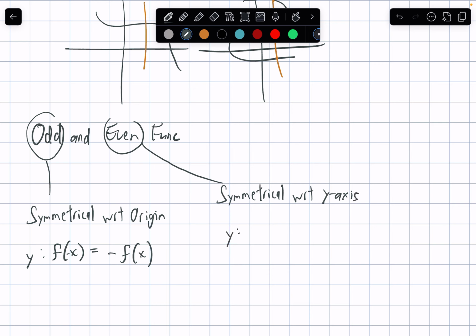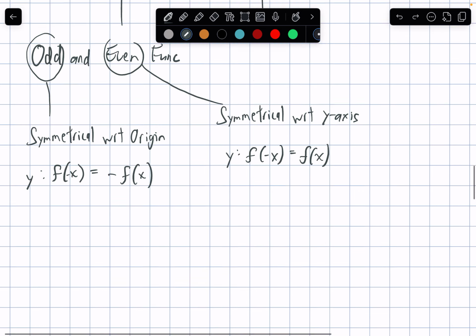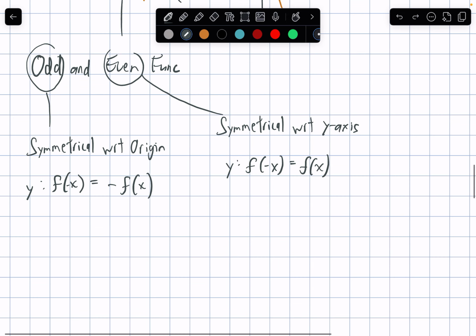So f of negative x is equal to positive f of x. That's the difference. Okay? It'd be great if you take that down.